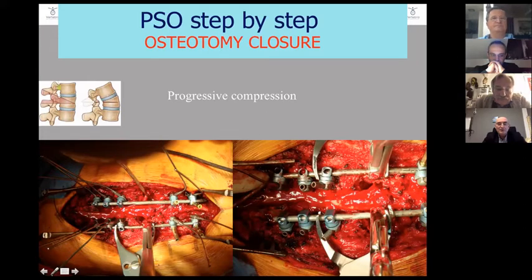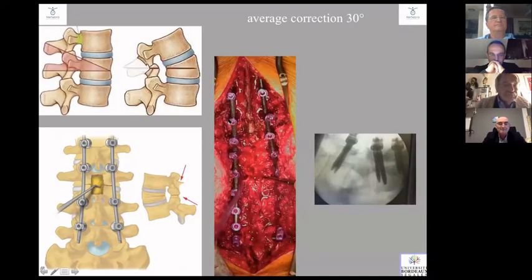It's better to use a domino technique. So you have a rod on top, rod on bottom, and the domino here. The main problem with the domino is that the domino is exactly at the level of the osteotomy. And sometimes when you want to have a very important closure, the domino is in your way and the screws of top and bottom are touching the domino and you can't completely achieve your closure. So this is a problem.